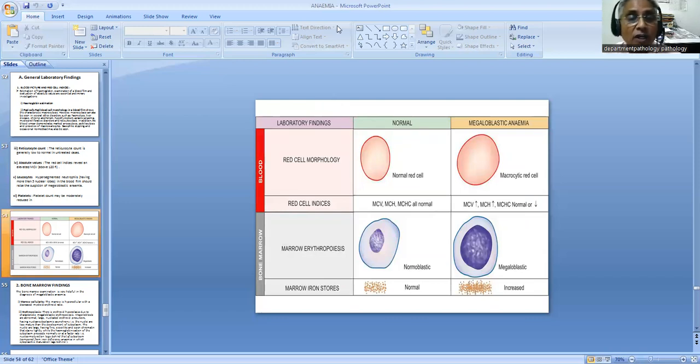In the blood picture, you will see that there are macrocytic red cells. In the marrow, you will find that typical megaloblasts are found, and marrow iron stores are either normal or increased.